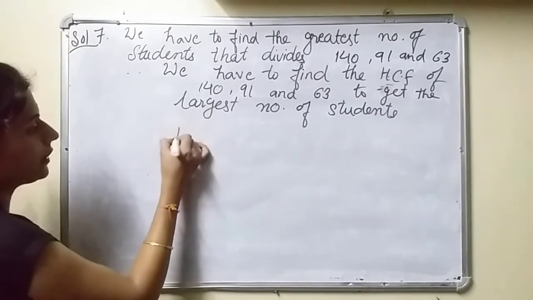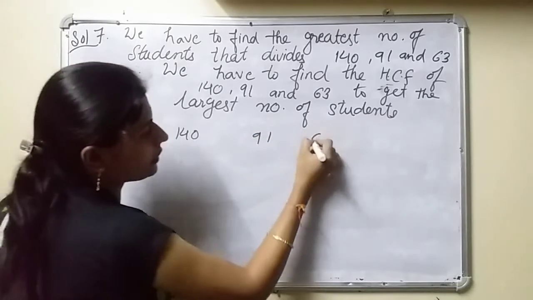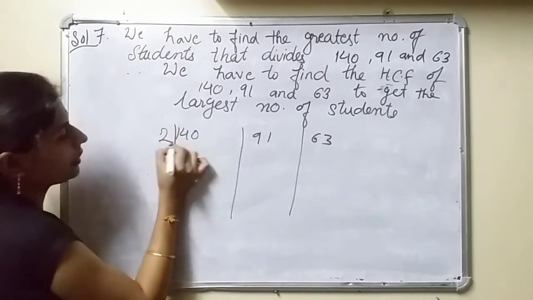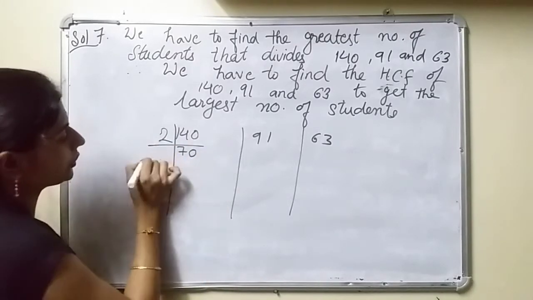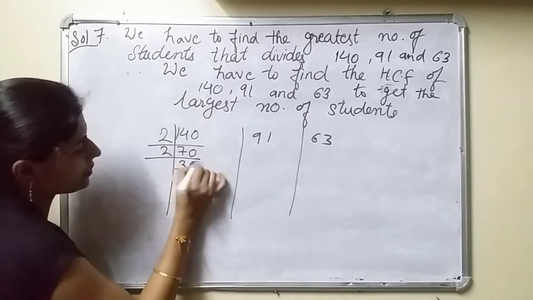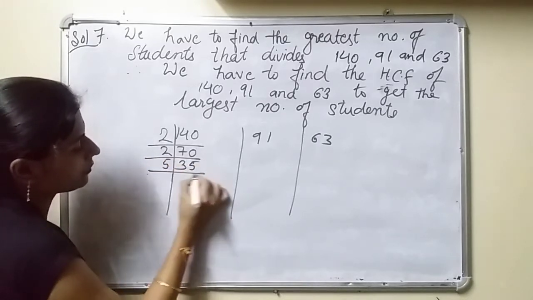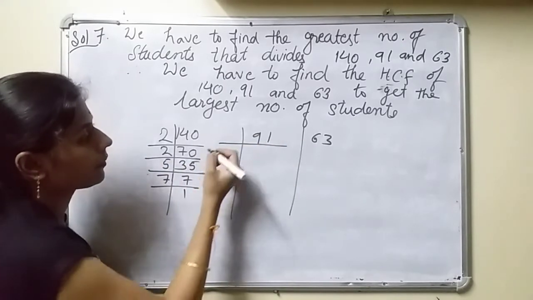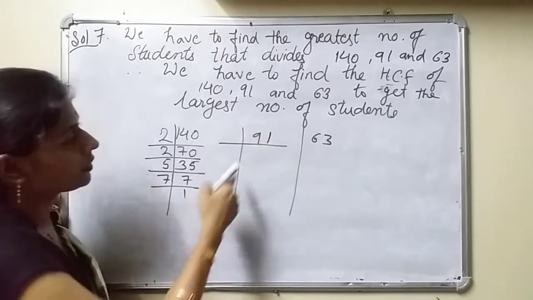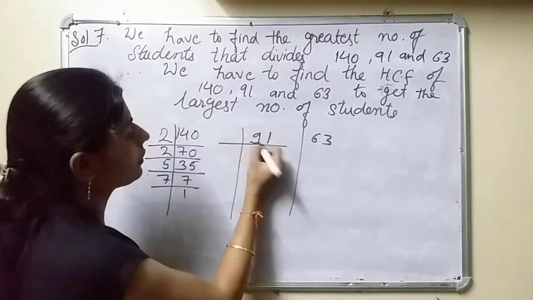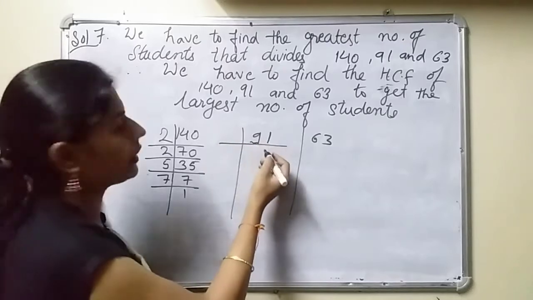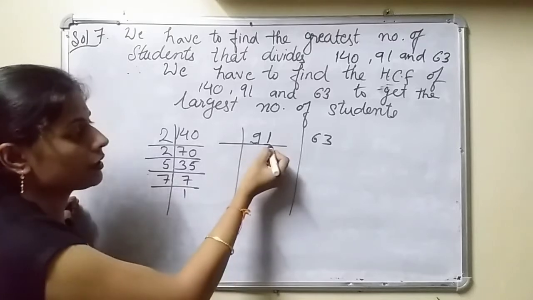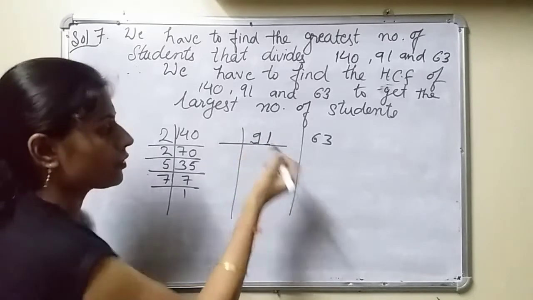Okay. Now see 140, 91 and 63. So when you take out the HCF here by 2, 2 7s are 14, 0. 2 3s are 6, 5s are 10. 5 7s are 35, 7 1s are 7. Here 91. So take out the HCF by 2, you cannot take out because 2 is here. 91 you cannot take out by 2 because here 91 is an odd number.